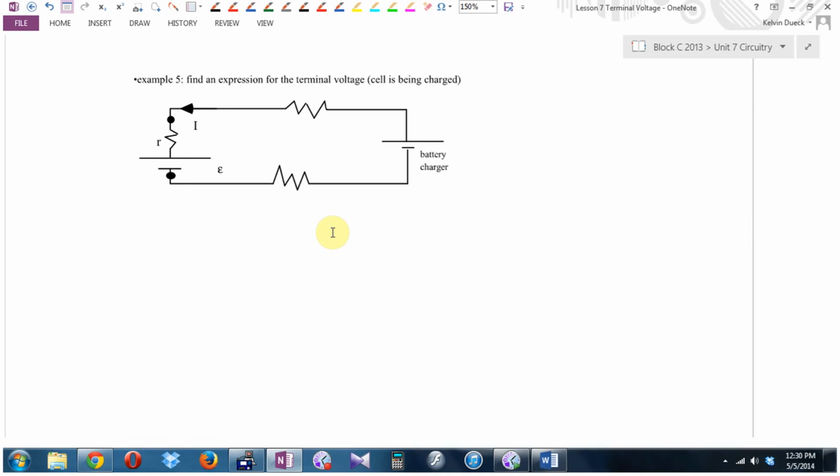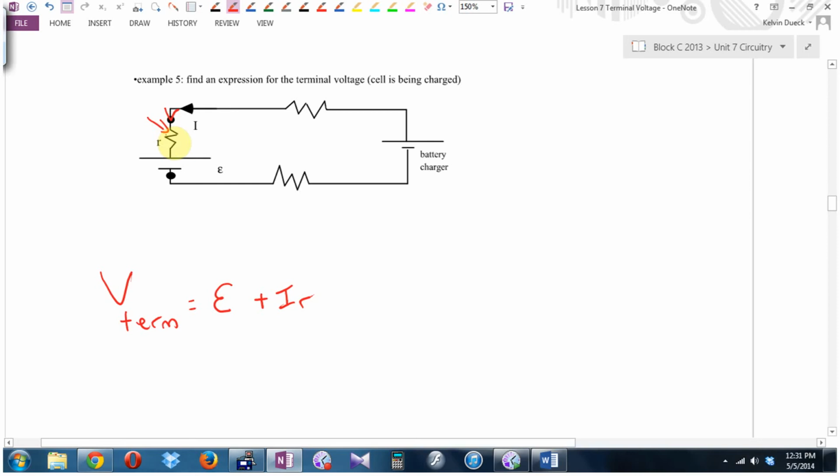Example 5 says, find an expression for the terminal voltage if the cell is being charged. Okay? Now, the terminal voltage is going to be the EMF plus IR, because now the current is going this way, which means you're actually somehow going up the hill, not down the hill. You're gaining voltage. And it's this little bit of extra that recharges a battery, and it's never going to be very big.